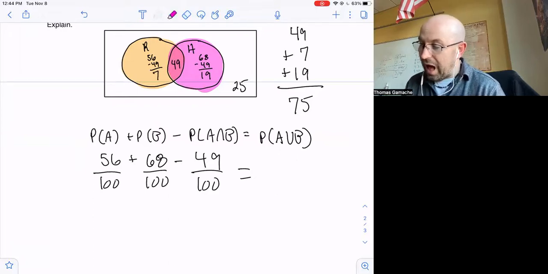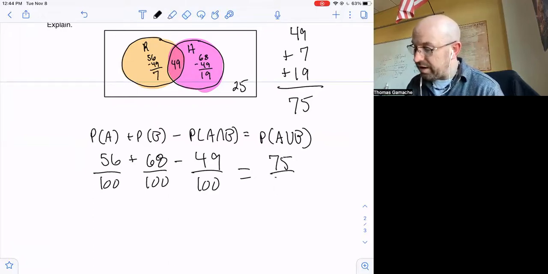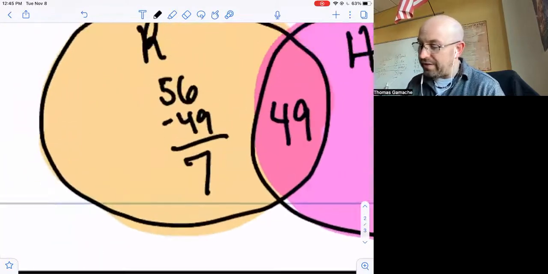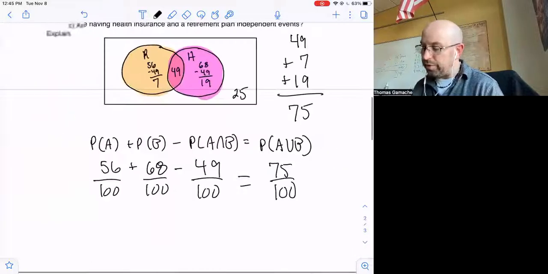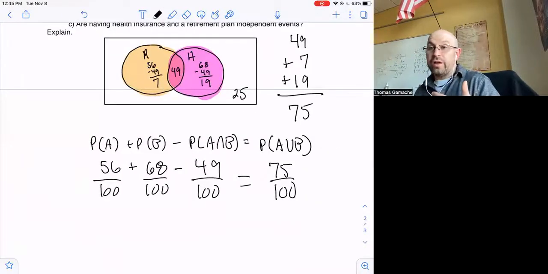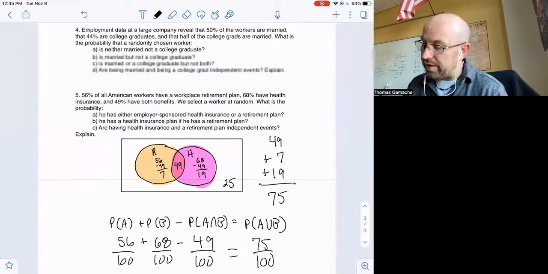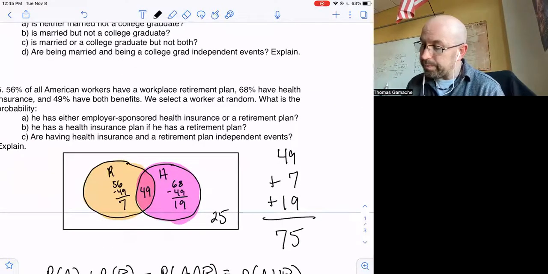I made a cardinal mistake there, and I hope you saw that. What I do is I only added initially those who only had retirement or only had health insurance. I didn't include the both there. I do have to include the both. The thing is, I just have to remember I'm not using it twice. Awesome. So that answer would be 75 out of 100 or 75%.